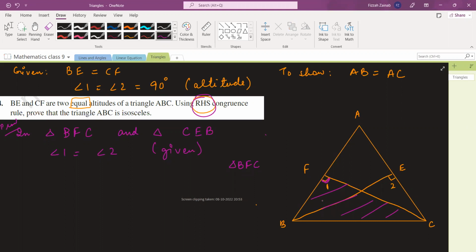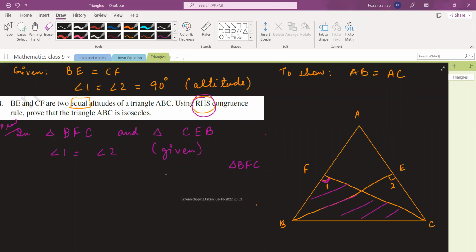Which side is opposite to angle 1? Okay, I'm not going to write anything unless you people tell me. Come on, say it wrong at least, but say something. Zeba, unmute your mic.